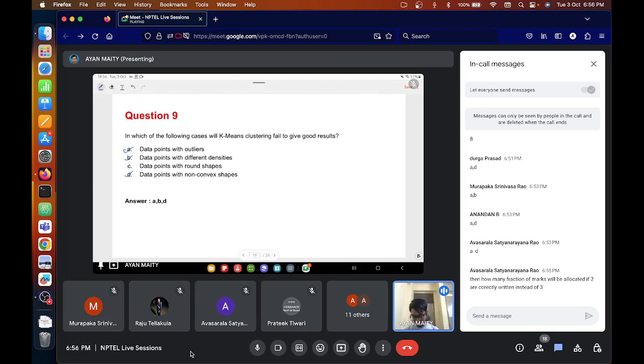And the last option is data points with non-convex shapes. Again, if the data points are of non-convex shapes, like this is one cluster, this is one cluster, and this is another cluster, it cannot detect this as one cluster. It's because this is a non-convex shape of a cluster. So convex should be like this.